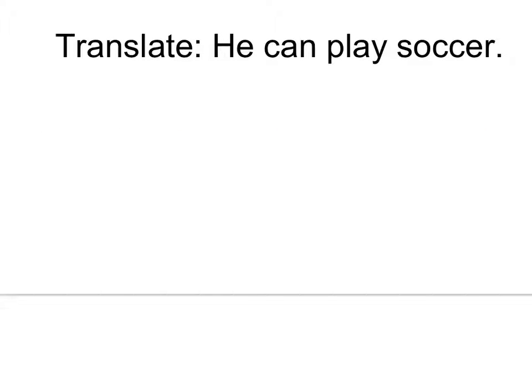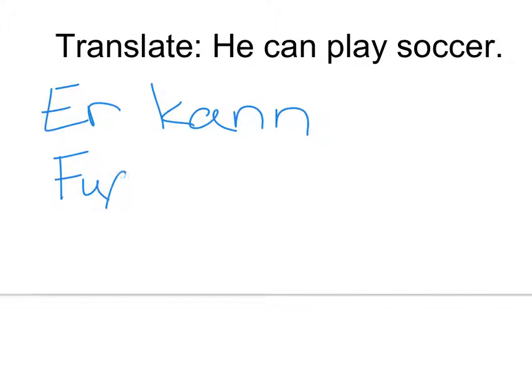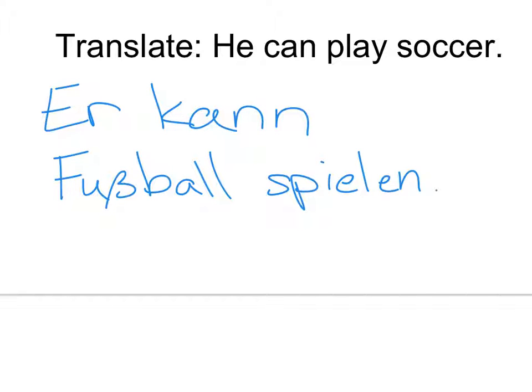What about he can play soccer? What's your first word? Er. Kann. Fußball spielen. Where's the spielen going to go? After the Fußball. Good. So er kann Fußball spielen. It's called verb punting because spielen is another verb, but you've already conjugated this one. So your other verb you leave alone and you kick it to the end. You punt it to the end. Don't bother it.